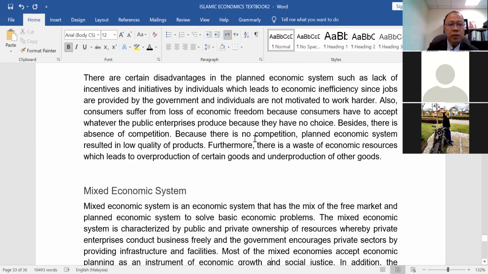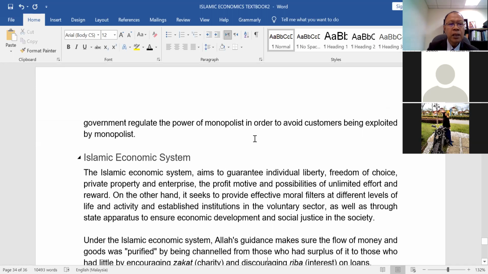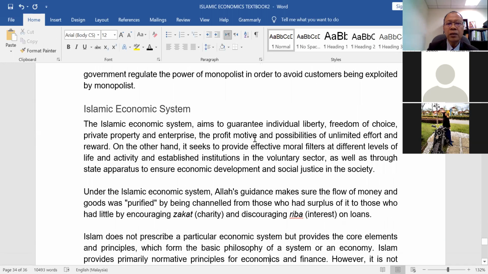Let's move to the Islamic economic system. The Islamic economic system aims to guarantee individual liberty, freedom of choice, private property and enterprise, the profit motive, and possibilities of unlimited effort and reward. On the other hand, it seeks to provide effective moral filters at different levels of life and activity and establish institutions in the voluntary sector.